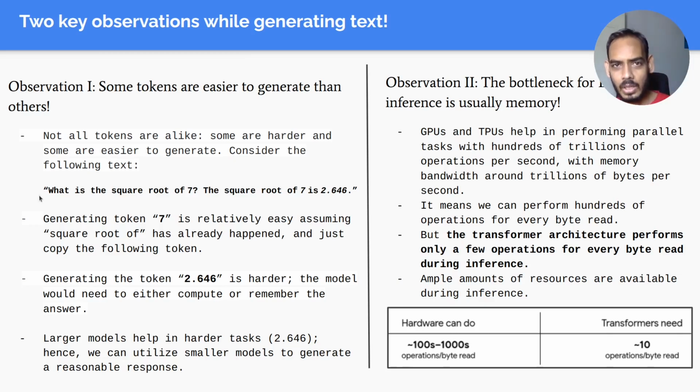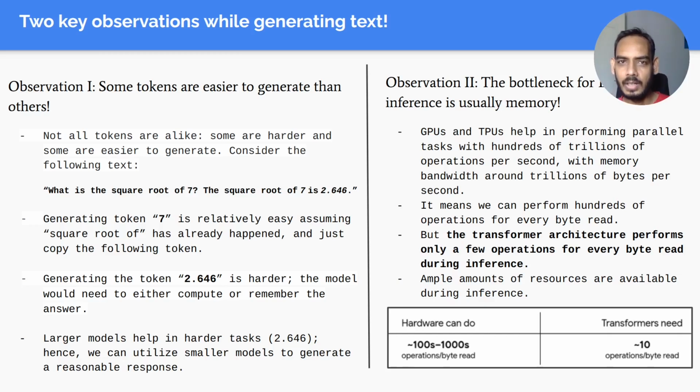Consider you are giving an input like "what is the square root of 7", and the LLM generates "the square root of 7 is 2.646". Tokens like "the square root of 7" are quite easy to generate given an input like this. The token 2.646 is quite hard to generate because it has to do some kind of computation in the backend and then come up with this specific token. So there are two kinds of tokens: tough tokens and simple tokens. Simple tokens can be generated by smaller models also, and the tough tokens require a larger model.